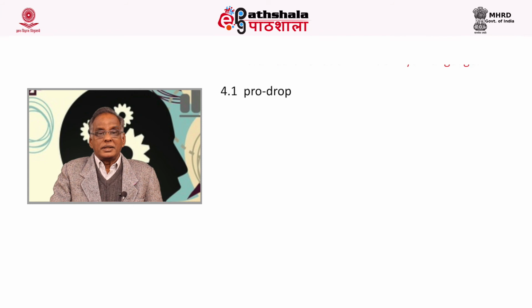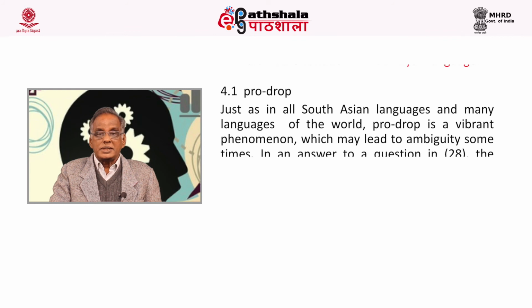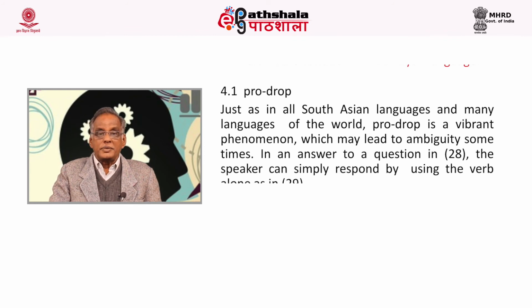We shall now discuss parametric variation that is found in Indo Aryan languages. Languages differ from each other in terms of a limited number of parameters. Some of those parameters include pro-drop, free word order, etc. So let's discuss one by one. Pro-drop. In all South Asian languages and also in Indo Aryan languages, the subject or the direct object or the indirect object or an oblique object can be pro-dropped.